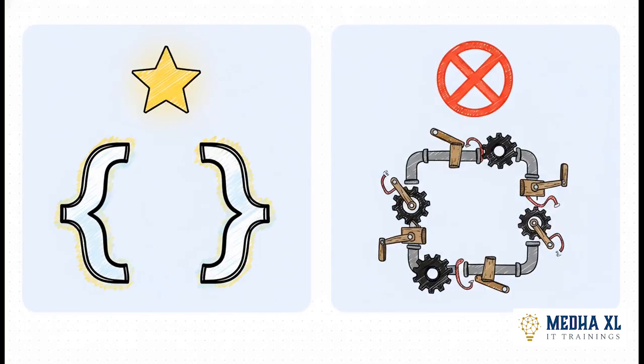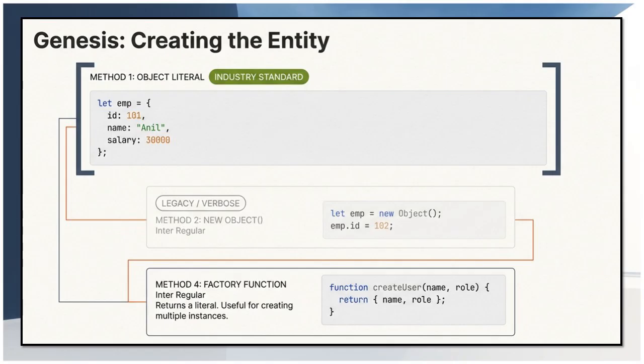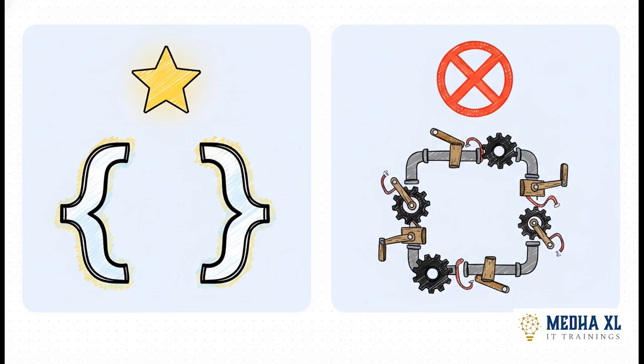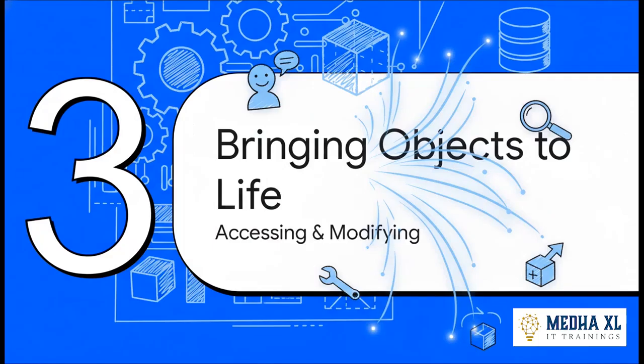Now, there are a couple of ways to actually create an object, but let's be honest, you are going to see the one on the left, the object literal, about 99% of the time. You just use those curly braces. It's clean, it's fast, it's the modern standard. The new object method on the right, yeah, it works, but it's clunkier and you just don't really see it in modern code anymore.